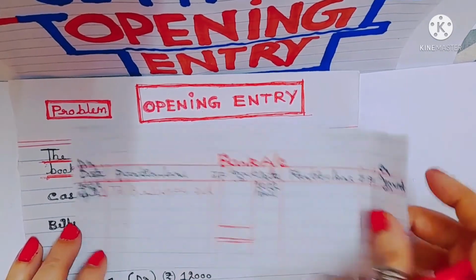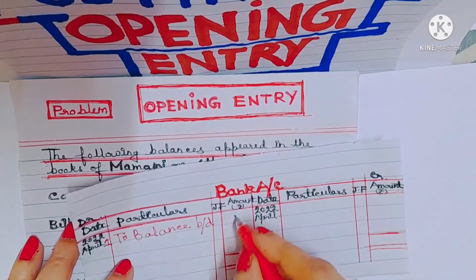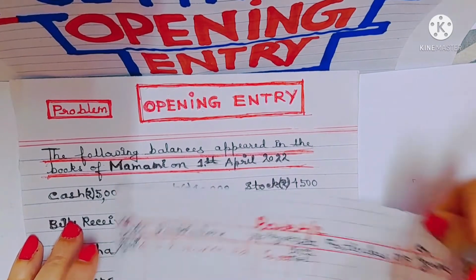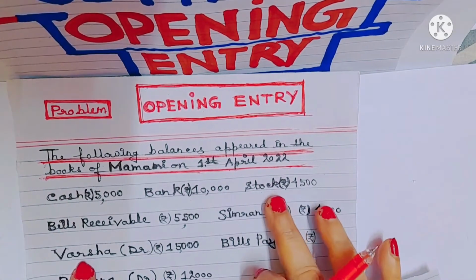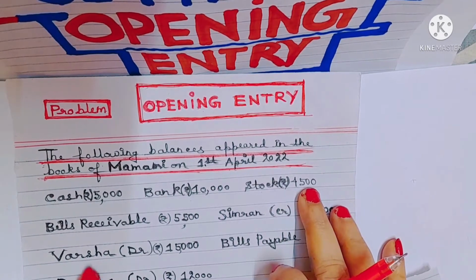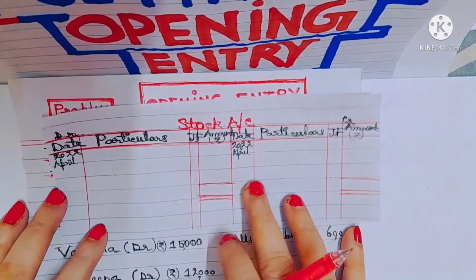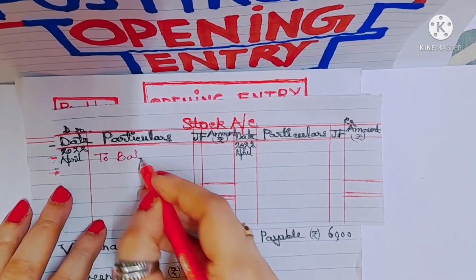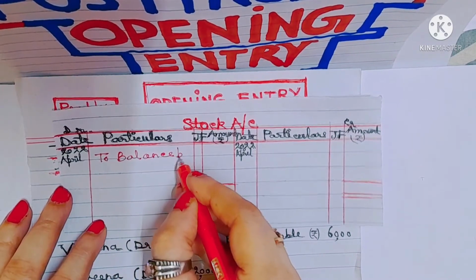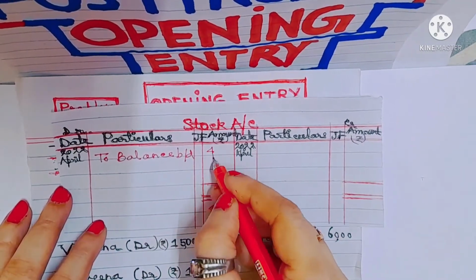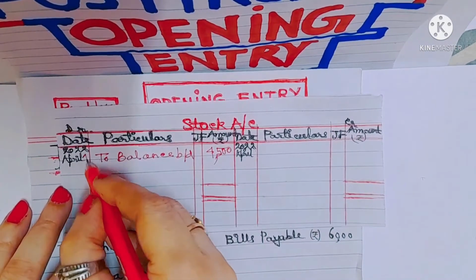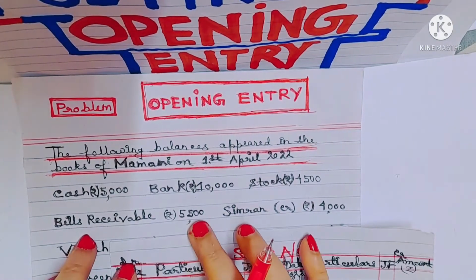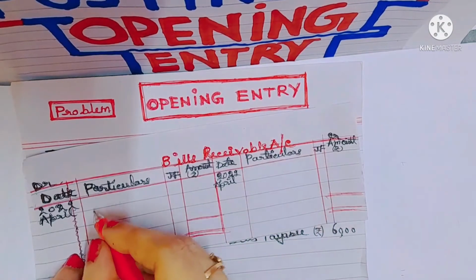This is how the opening balance is written. We'll have to write all the opening balances of assets on the debit side. Why? Because assets always show debit balances. 1st April date. What is the amount? 10,000. See, 10,000. What is the next asset? Stock, 4,500. So let's do it. Stock is also an asset. So to balance BD, we will write on the debit side. Stock is an asset. How much? 4,500. 1st April. See, 4,500. Bills receivable is also an asset. What is the amount? 5,500. Let's write. To balance BD.